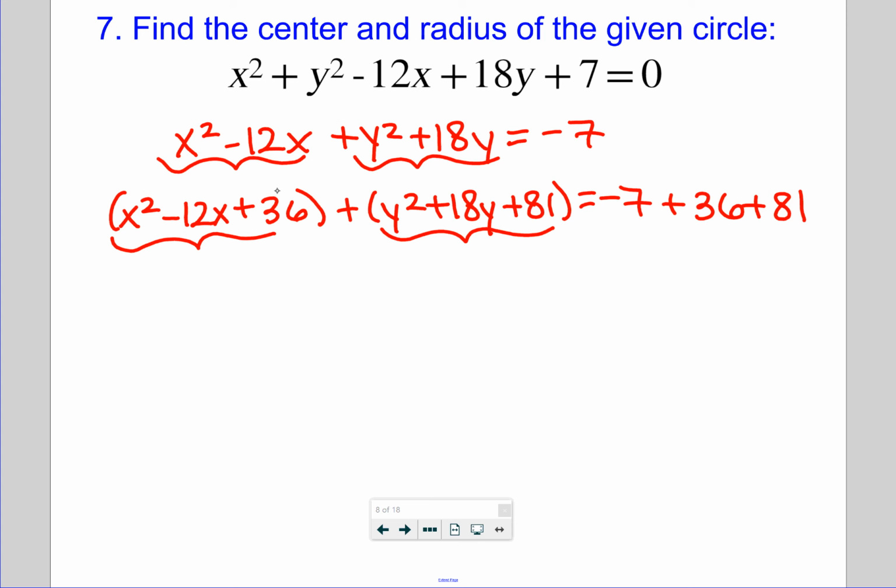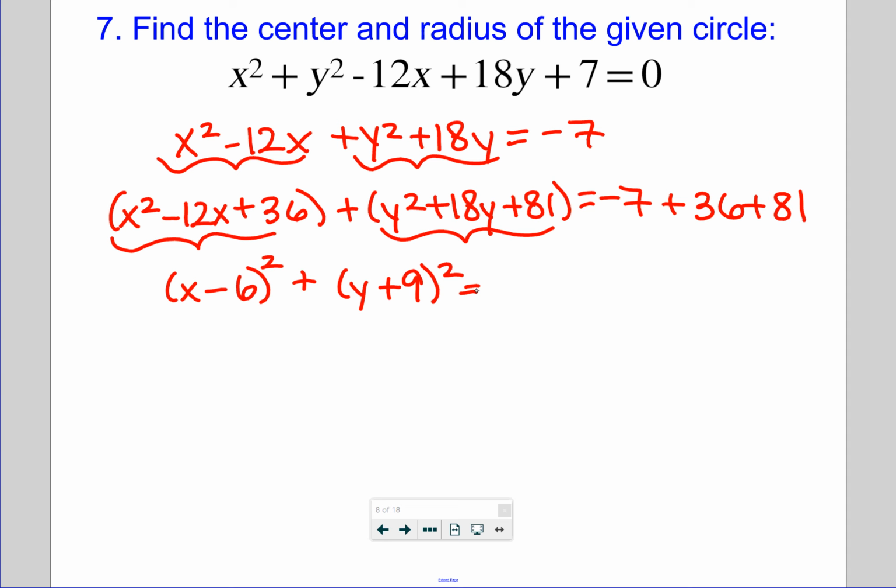2 numbers that multiply to 36 and add to -12 are -6 and -6. Instead of writing x minus 6, x minus 6, because we want standard form of a circle, we write x minus 6 squared. 2 numbers that multiply to 81 and add to 18 are 9 and 9. Again, we're going to write y plus 9 squared. And on the other side, we're just going to add all those like terms together.